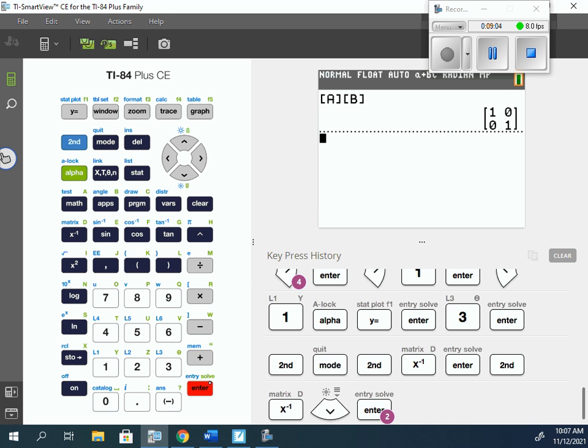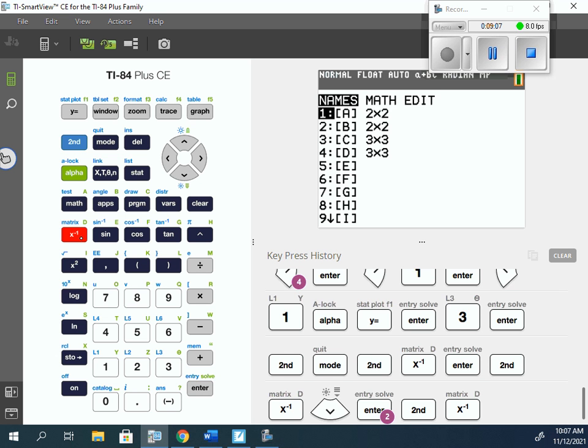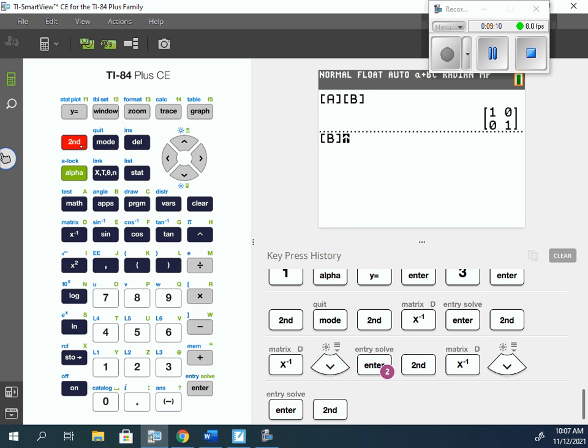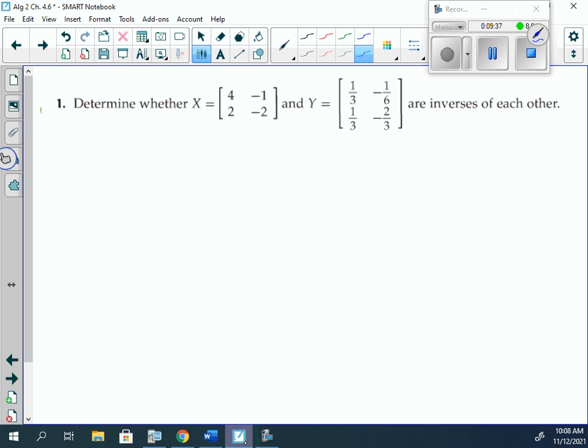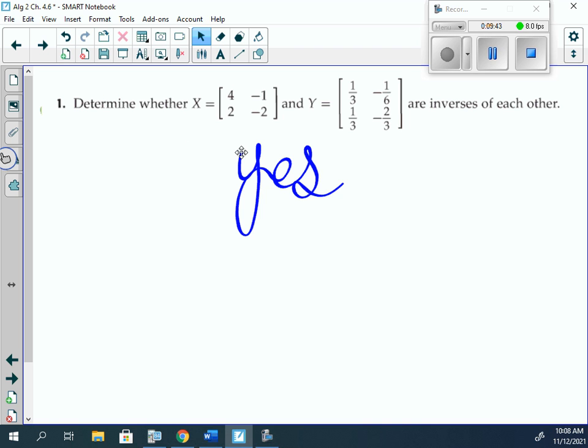Now, I want to try something. Second matrix B, second matrix A. Because when we talked about multiplication before, if we flipped it, we got something completely different, yes? Not with this. Because if 2 matrices are inverses, the order in which we multiply them doesn't matter. We're still going to get the identity matrix. So this here would be yes. And the one before it would be yes as well.